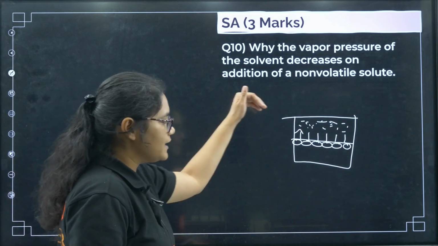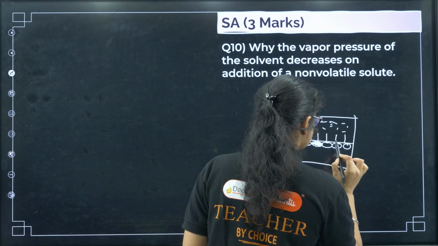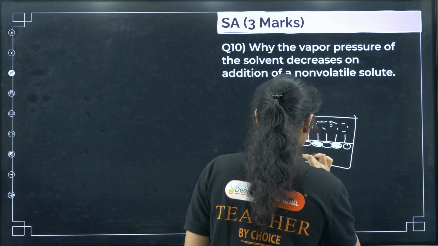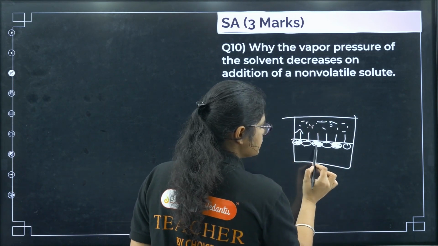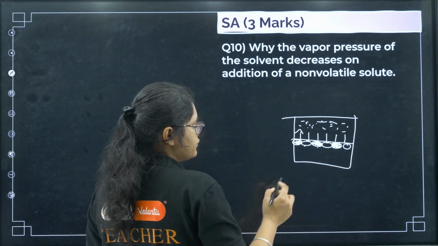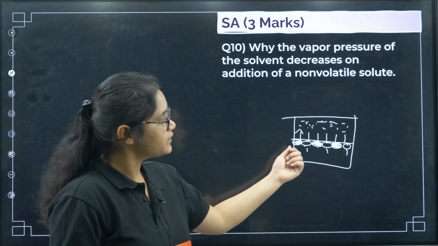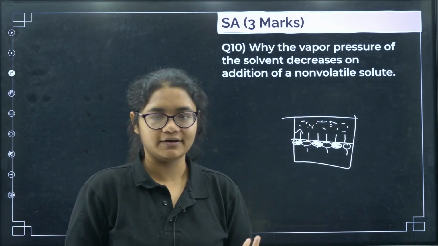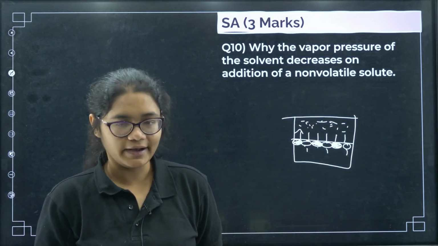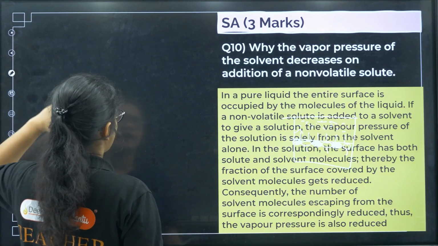Now suppose I add a solute to this. So what will happen? Some of the particles on the surface will be the solute, right? So earlier, I can say 1, 2, 3, 4, 5, 6 molecules were evaporating. Now when I added solute, only 3 particles can evaporate, right? So if only 3 particles will evaporate, then definitely the vapor pressure will be low, right? So that is the reason why the vapor pressure decreases on adding the solute.